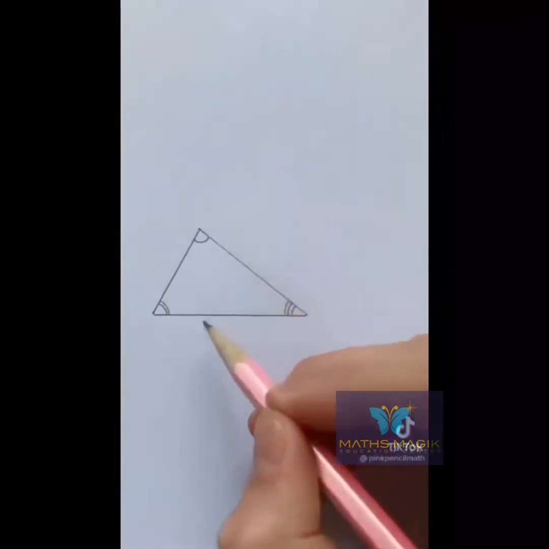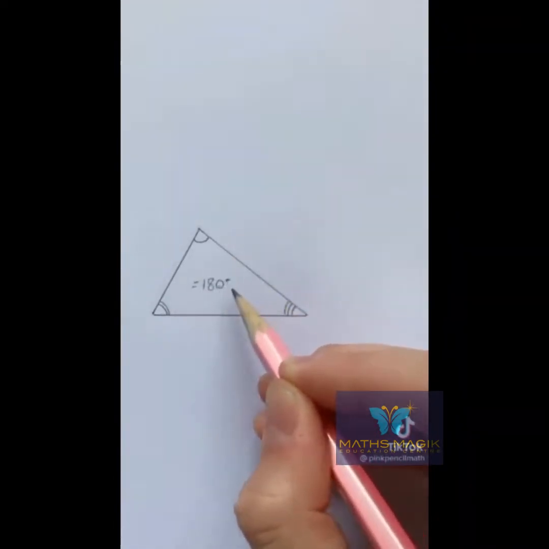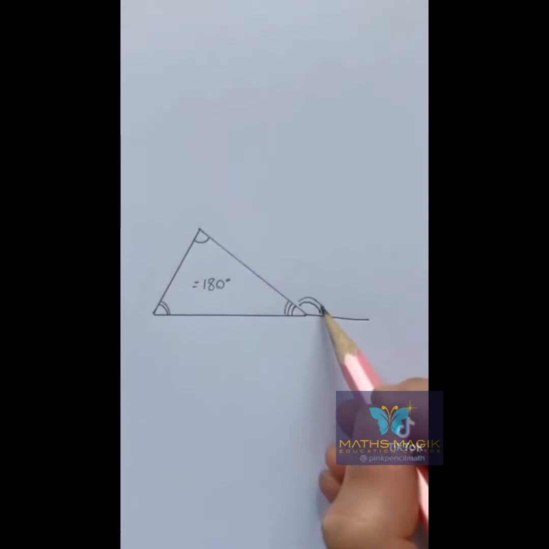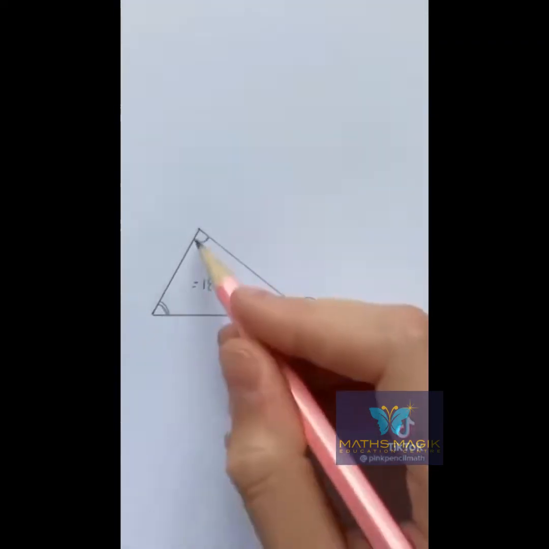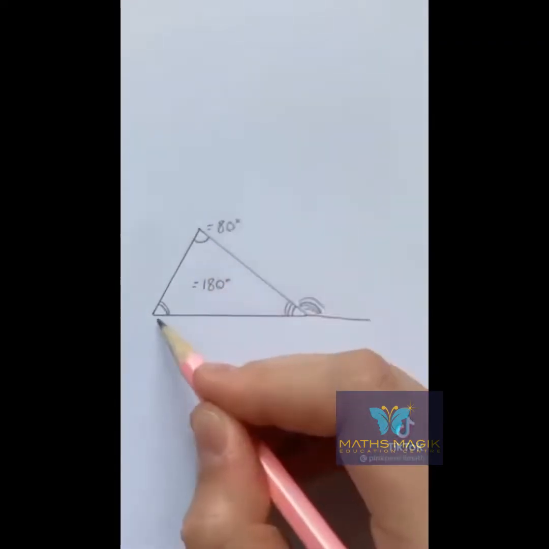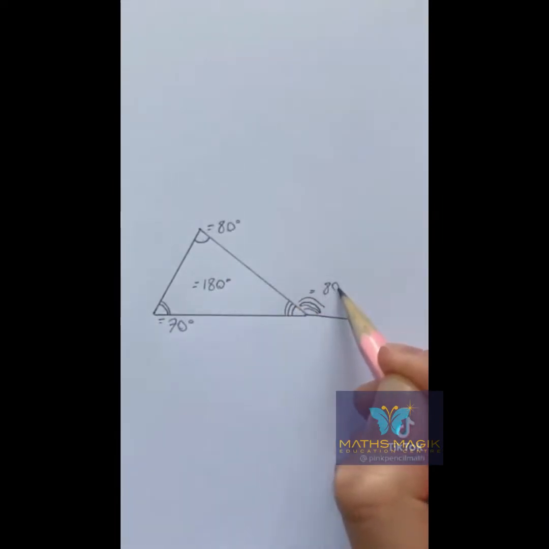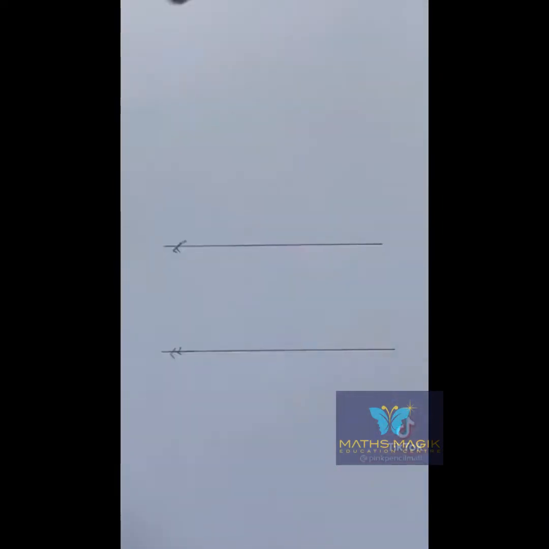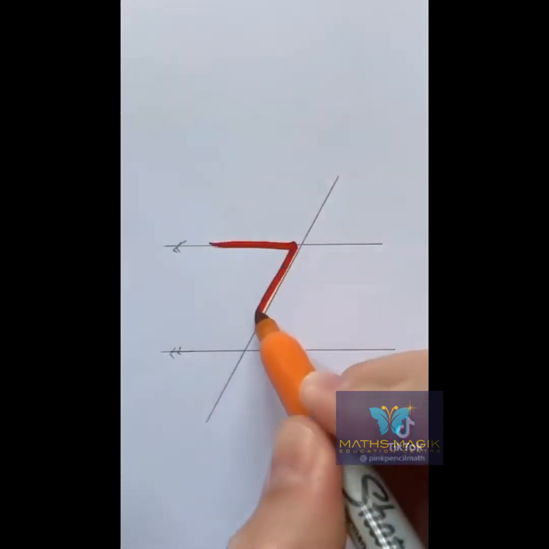Angles in a triangle will always add up to be 180 degrees. Extend one line out and this new angle will always equal the sum of these two angles. So if this angle is 80 degrees and this angle is 70 degrees, this would be 80 plus 70, which is 150 degrees.